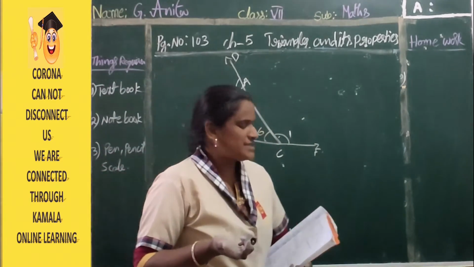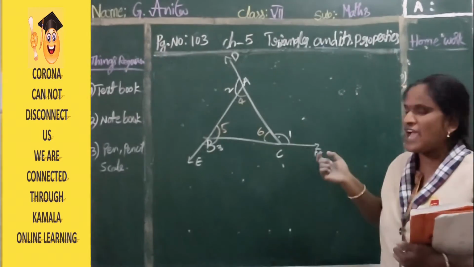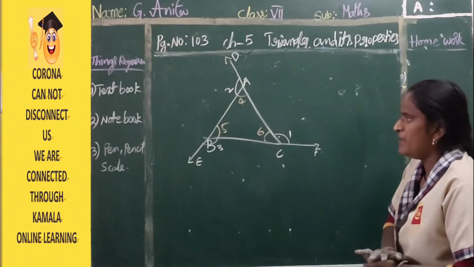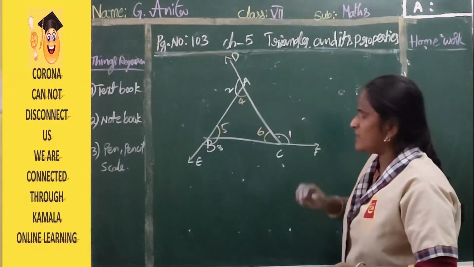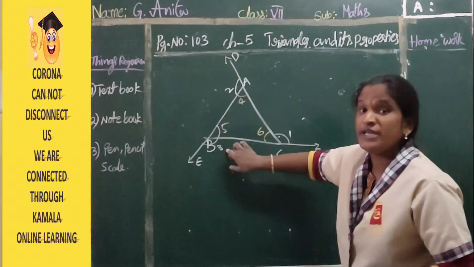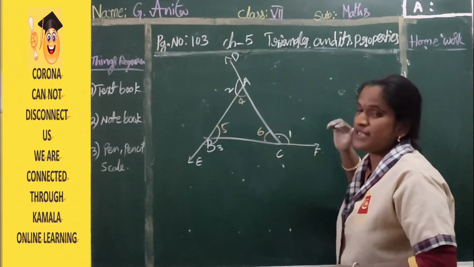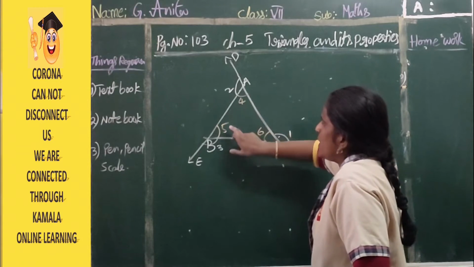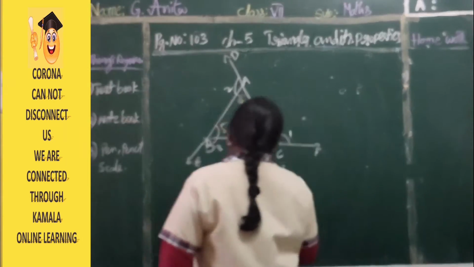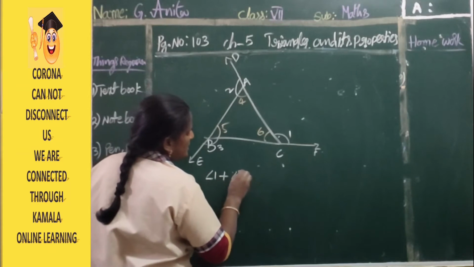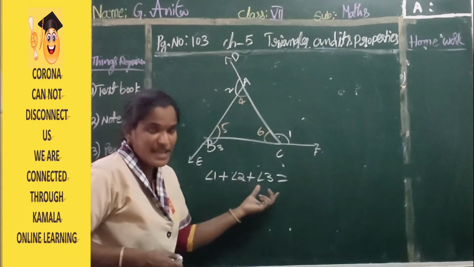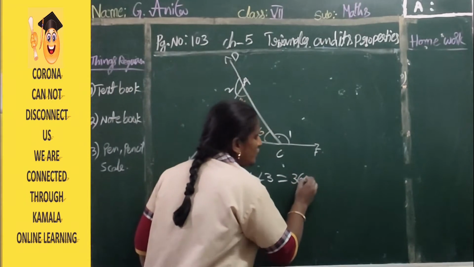So what they are asking, we need to prove that the sum of all exterior angles is equal to 360 degrees. So you have to observe this diagram. Angle 1, angle 2, angle 3 are the exterior angles, outside of the triangle. Interior means angle 4, angle 5, angle 6. Clear? Next, what we need to prove: the sum of the exterior angles, 1 plus 2 plus 3, should be equal to 360 degrees. We need to prove this.